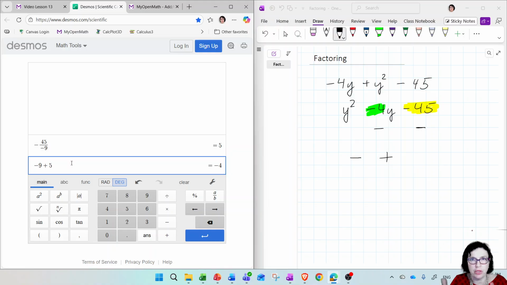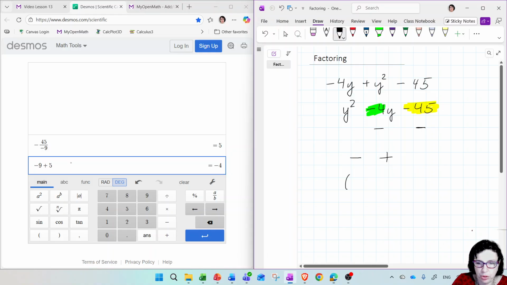So, yes, you saved yourself a few seconds if you noticed it, but either way, there's no guessing. You found two numbers that multiply to negative 45 and add to negative 4. And now you're ready to factor. It's going to be y minus 9, y plus 5.